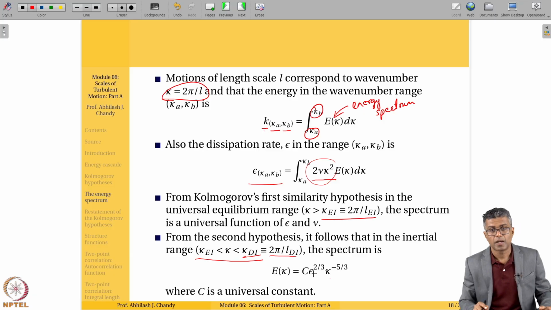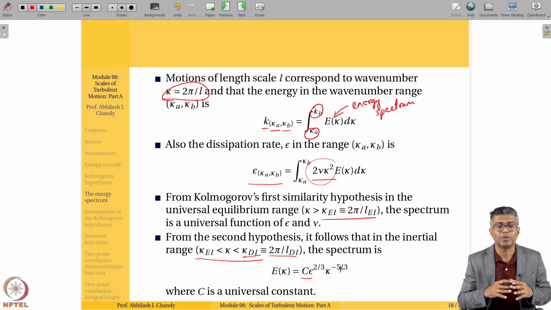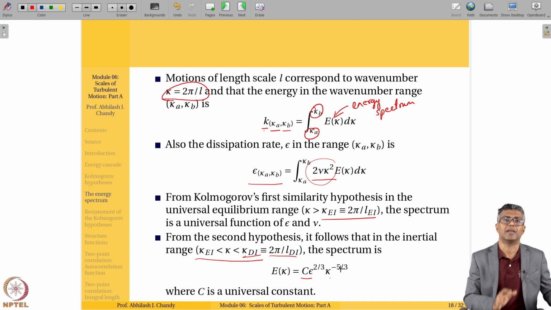How did I get this? Because I know that the inertial subrange only depends on epsilon and it does not depend on nu. So there is a constant there, obviously, and it would be epsilon to the 2/3 and kappa to the minus 5/3 in order to dimensionally match the energy spectrum. I know that it will only depend on epsilon.